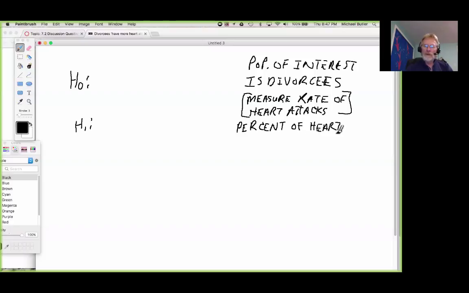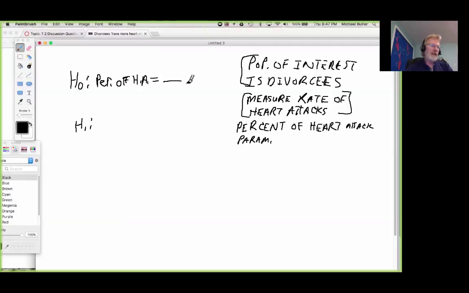Okay, so percent of heart attack is the parameter of interest, and it's the parameter of interest on the population of divorcees. So that's the parameter that we're measuring, okay? So let's just call that percent of HA, okay? So the null hypothesis is that the percent of HA would equal, and then there's going to be some number.